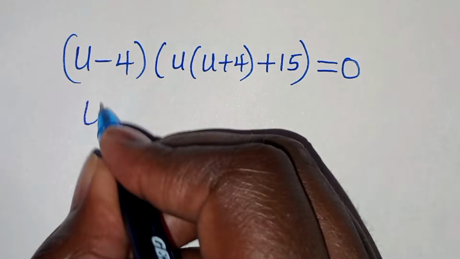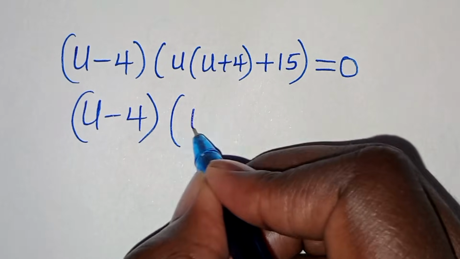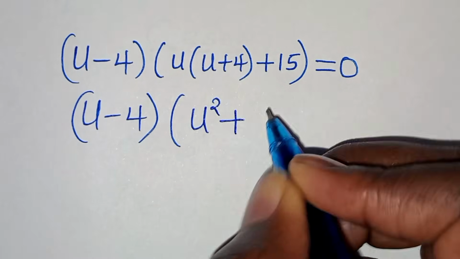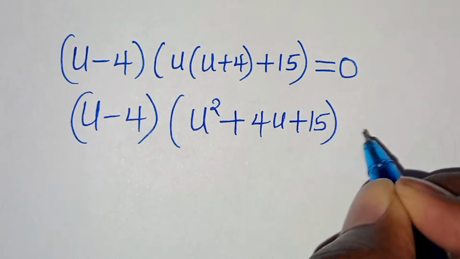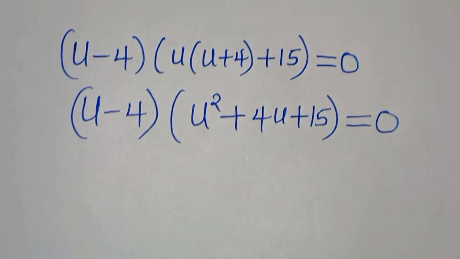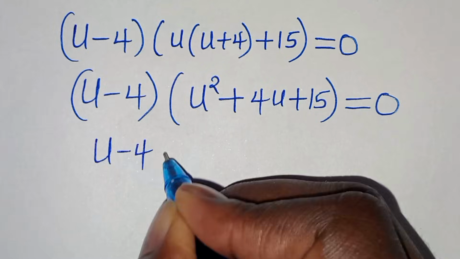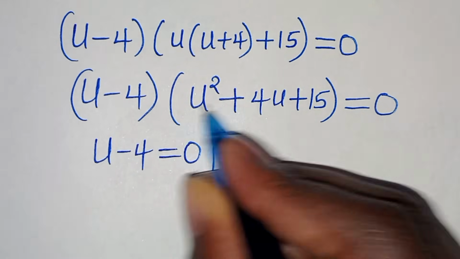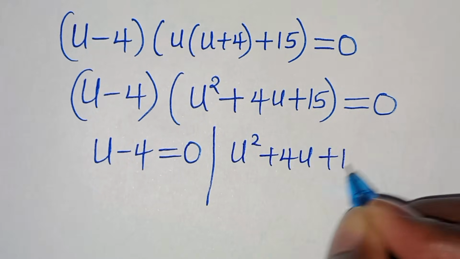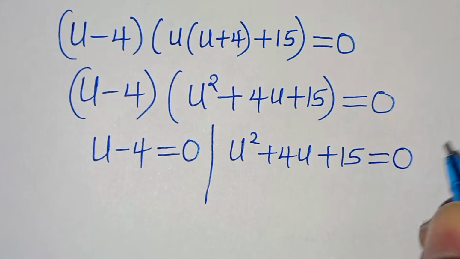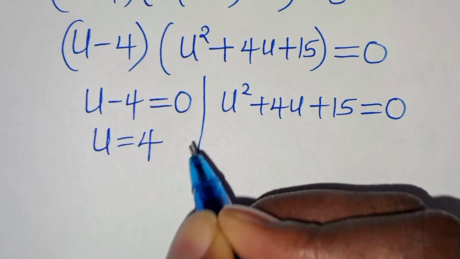Now here we have u minus 4 into the parentheses. This is u times u, this is u to the power of 2, then plus 4 times u, which is 4u, then plus 15. This is equal to 0. Now we have got two parts here. We have u minus 4, this is equal to 0. And here we have u to the power of 2 plus 4u plus 15, this is equal to 0. Now we have that u is equal to 4 from here.